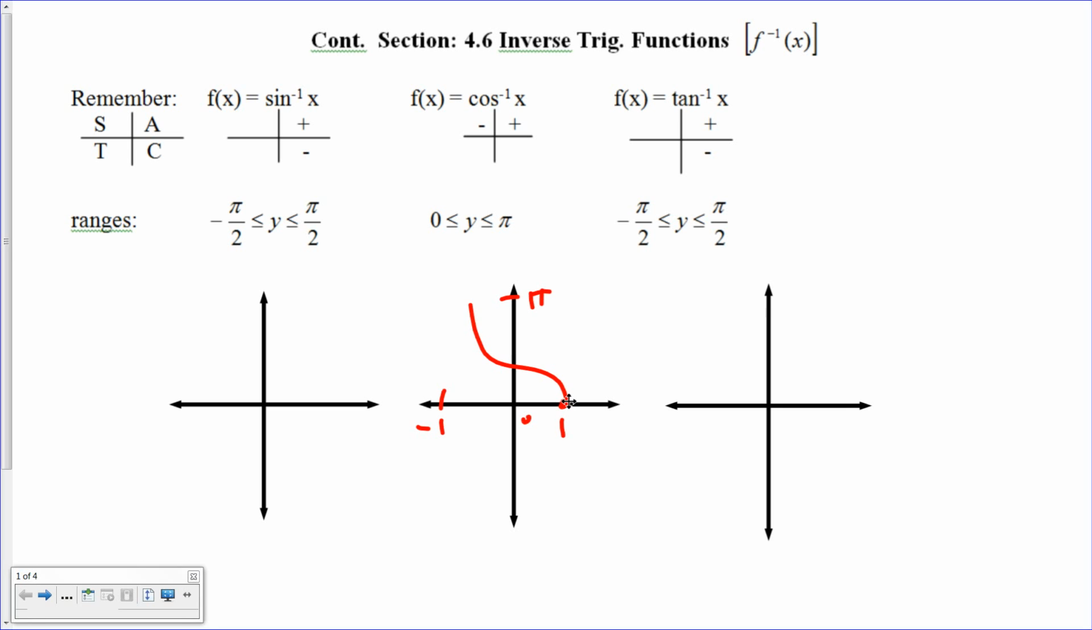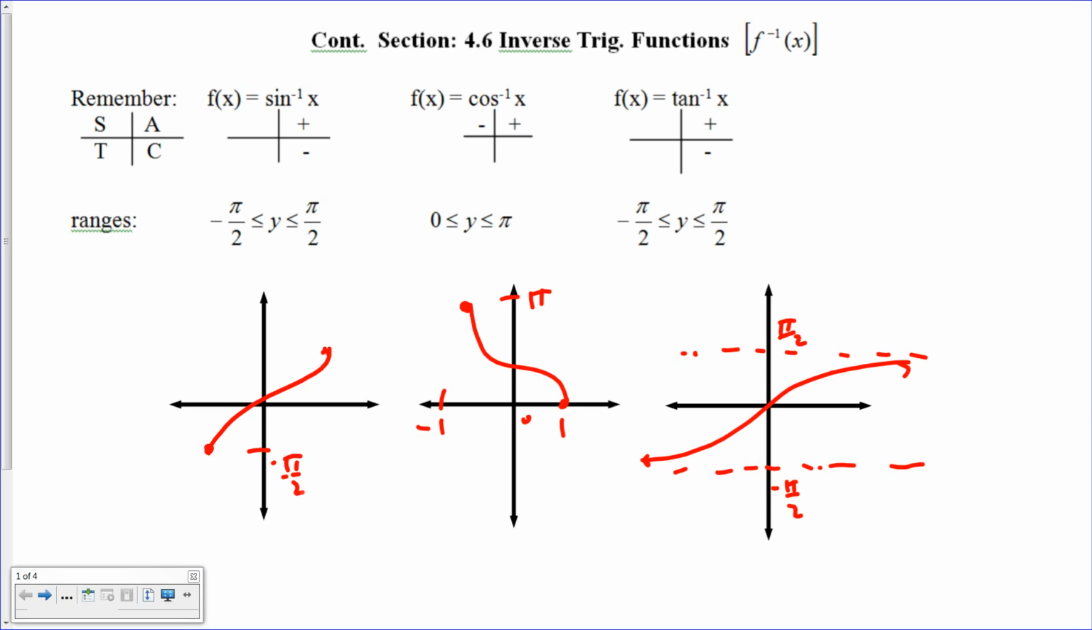So for the tangent, we had asymptotes, and it went from positive pi over 2 to negative pi over 2. And for the sine, which was part of your homework, it looked like, not like that, but it did look like this, which means that it went from a negative pi over 2 to a positive pi over 2.